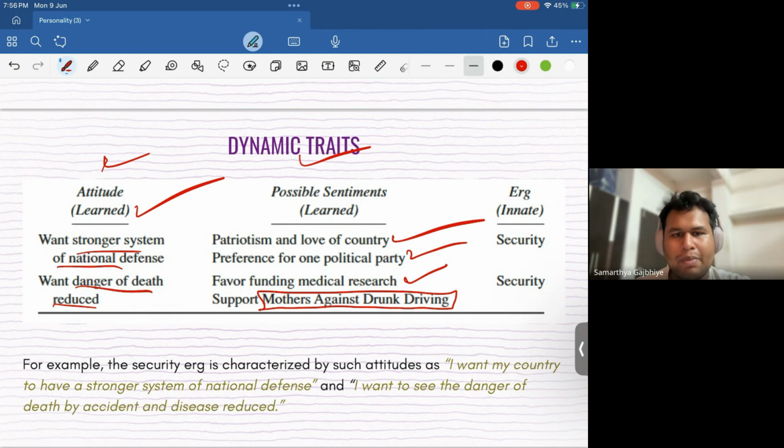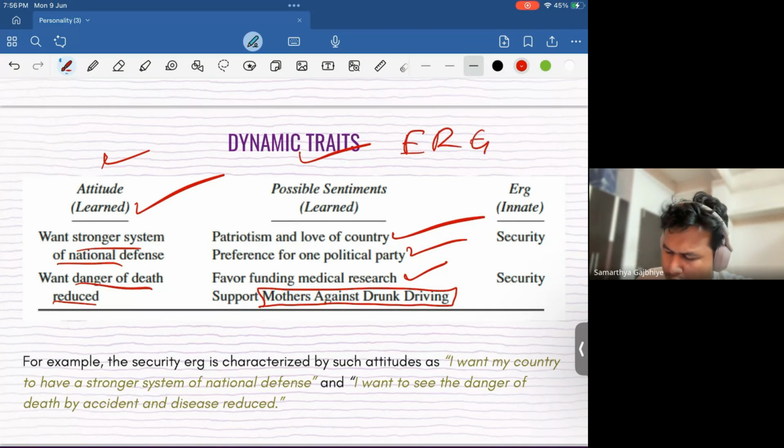बताओ कोई है क्या यहाँ पे ऐसा कि नो नो नो मदर्स शुड ड्राइव ड्रंक ओनली है क्या yes no. No right, but what does this mean? Was this something which is an erg, were you born with the motivation that mothers should not drive drunk? You learn this through society, right? So this is a sentiment.